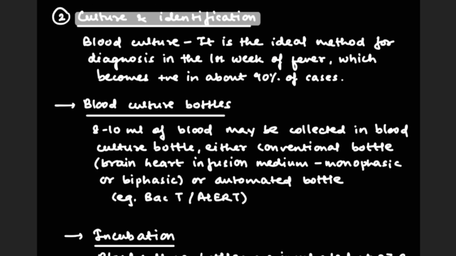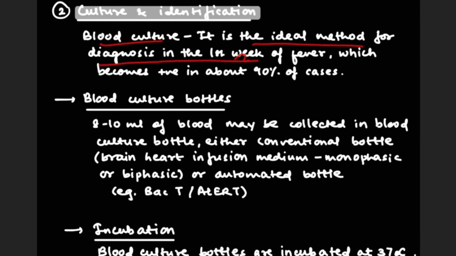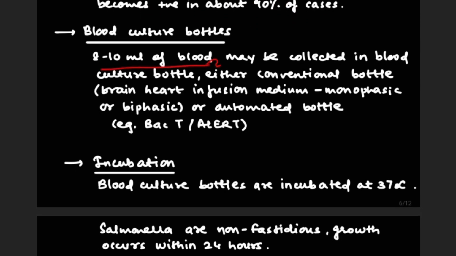The second is culture and identification. Blood culture is the ideal method for diagnosis in the first week of fever, which becomes positive in about 90% of the cases. So what are blood culture bottles? 8 to 10 ml of blood is collected in the blood culture bottle, either conventional, that is brain heart infusion medium, or monophasic or biphasic, or automated bottles such as BACTEC or BacT/ALERT.